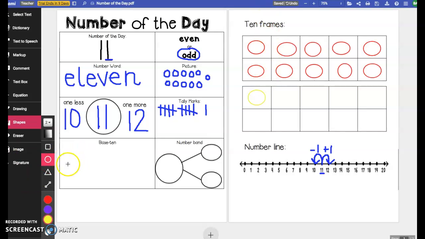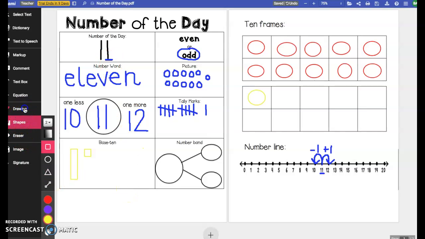So now if we're looking at our base 10 blocks, how many 10s are there in 11? How many 10s would I need? Just one, right? 1 10. And then how many 1s? I just need one 1's cube, right? 1 10 and 1 1. 1 10 and 1 1 makes up 11.